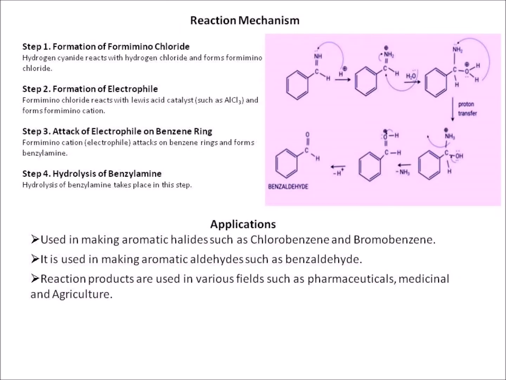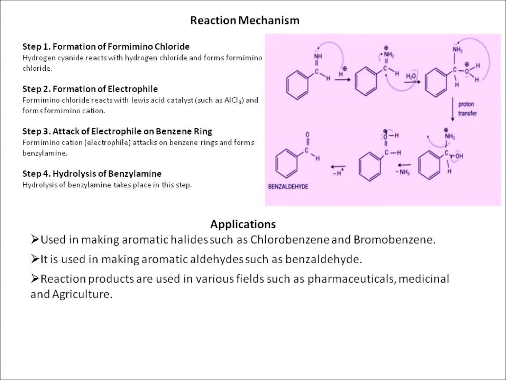When we examine the reaction mechanism of Gattermann reaction, there are 4 steps involved. First step is formation of formimino chloride. Second step, formation of electrophile. Third, attack of electrophile on benzene ring. And the fourth and final step is hydrolysis of the benzylamine into benzaldehyde.